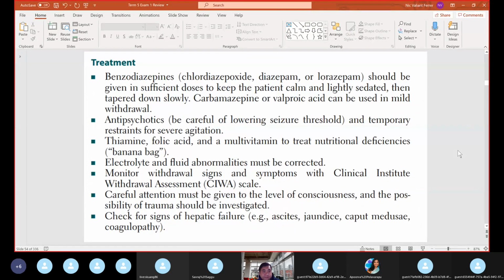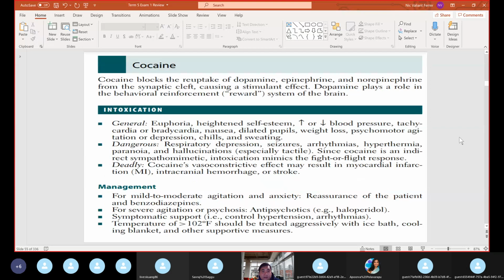Benzodiazepines, antipsychotics, and all the others. So when a patient comes into the emergency room, you're going to see the CIWA scale. This is to monitor withdrawal signs and symptoms. When you go to your ED rotation, you can see this scale. Also check for signs of hepatic failure like ascites, jaundice, caput medusa, and coagulopathy.